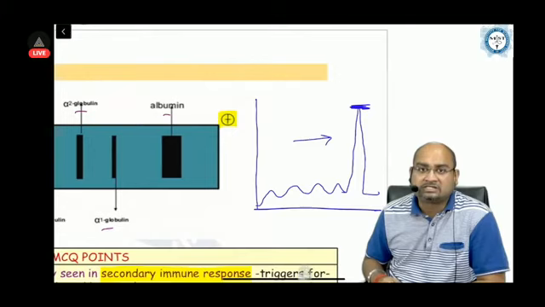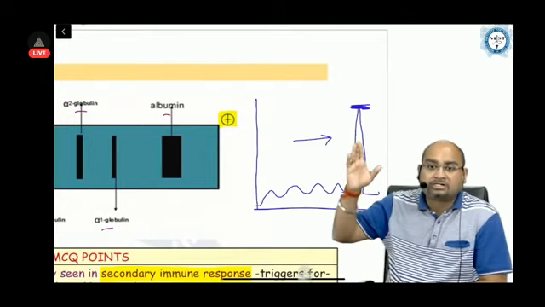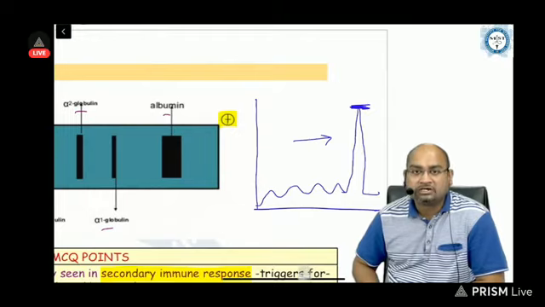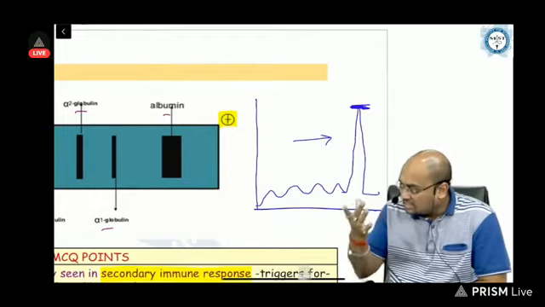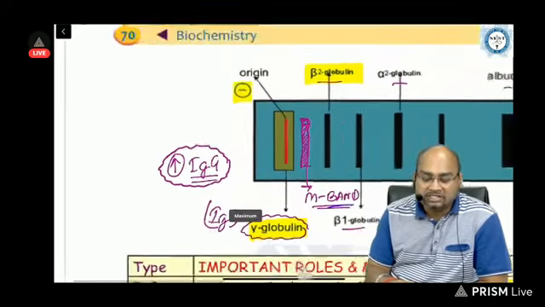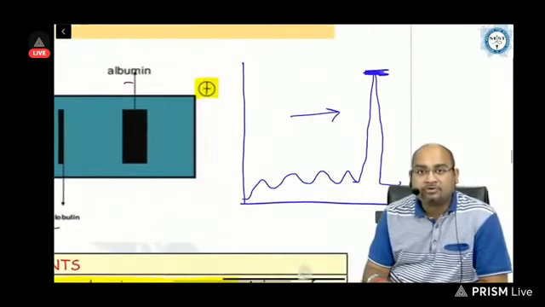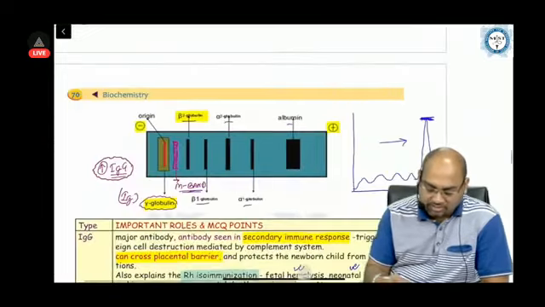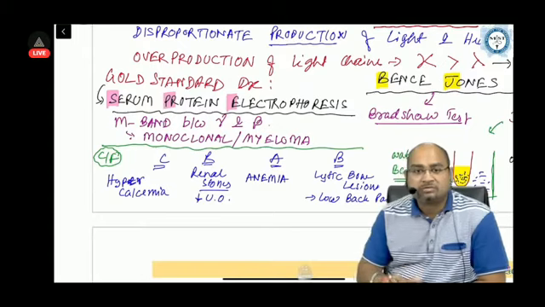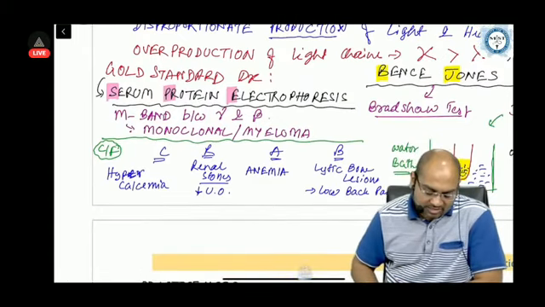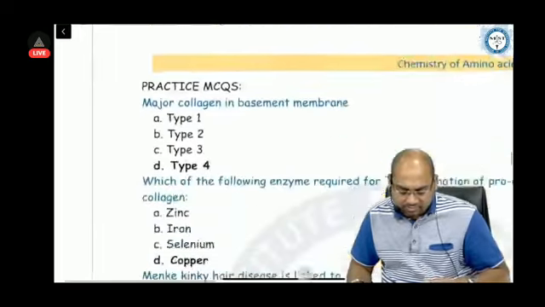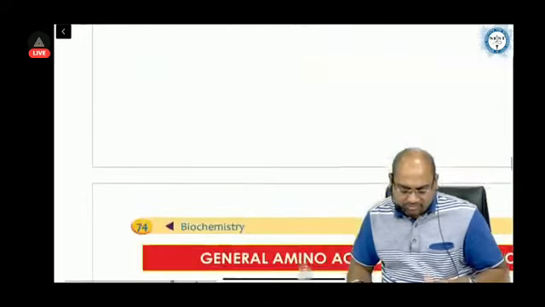M spike is nothing but, by utilizing computer software, where immunoglobulin G will be getting overproduced over here, whereas with the naked eye on the glass slide we will be able to see the M band. The M band is visible to the naked eye; for the M spike you have to feed it into the computer. Please try to understand, M band and M spike are seen in case of multiple myeloma. All of us remember the mnemonic CRAB: hypercalcemia, renal stones, anemia and lytic bone lesions. Please try to understand this point.